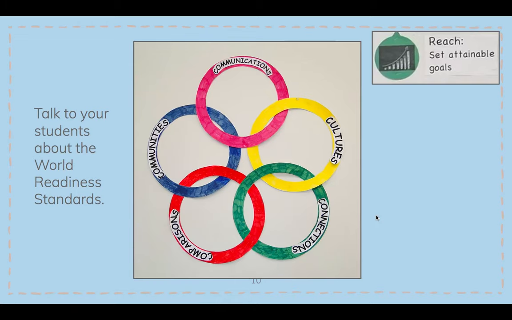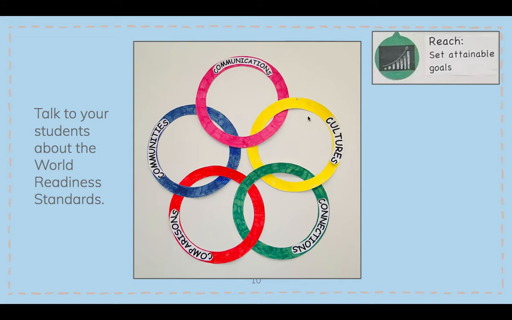Okay. So now we're on the second stage of the path to proficiency, reach by setting attainable goals. I'm sure you all recognize these 5 C's. This is an actual image of the C's hanging on my wall. They're called the World Readiness Standards now, and the image looks a little differently, but it took me a long time to make this, so I'm going to leave it up.